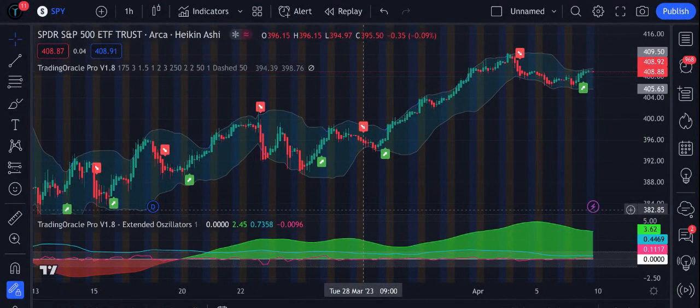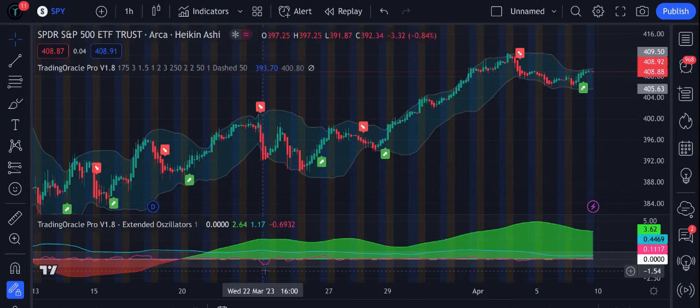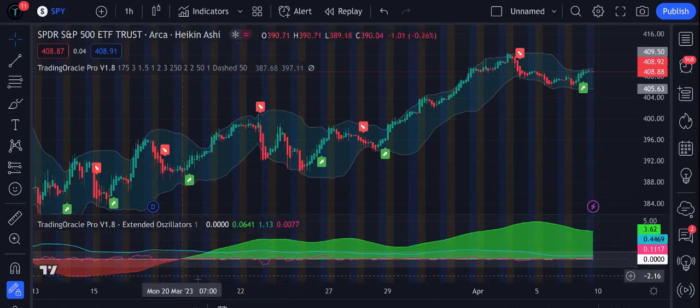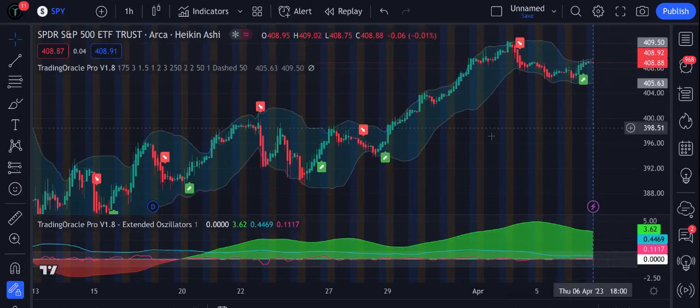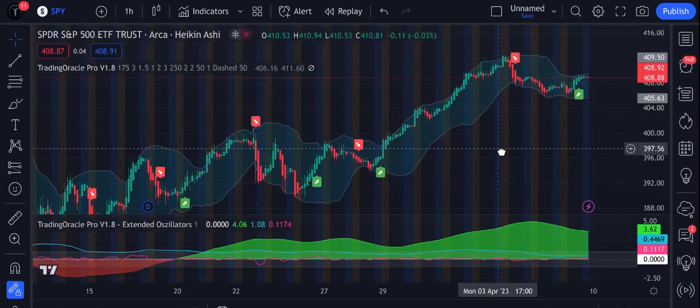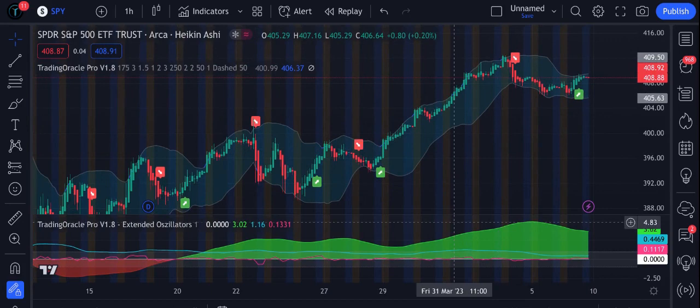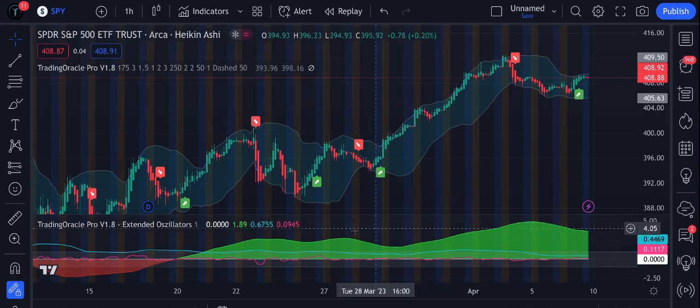I wanted to come on here and give some insight on how to use the extended oscillator for trading Oracle. I know some people have had some issues trying to figure out how to use it, so hopefully this will help you guys. I'll tell you how we use it. I don't use it as much as I used to when I first started. I just don't look at it as much as I did before.